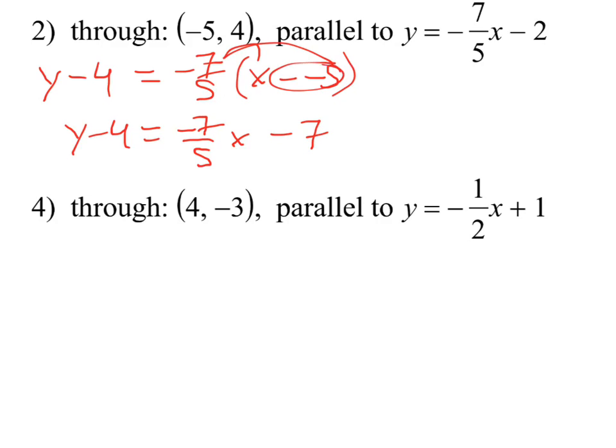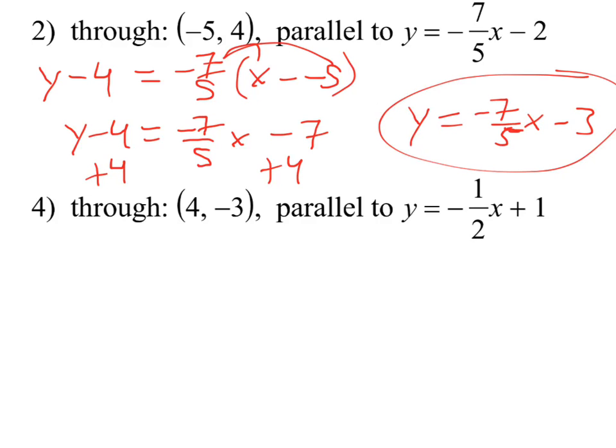So this becomes positive. Subtracting negative, same thing as adding positive. Negative 7/5 times 5. If you take 7, you divide by 5, and then you times by 5, it just becomes 7 again. And so that's why this one's 7. And now we're going to get y by itself by adding 4 to both sides. We have y equals negative 7/5 x minus 3. There's that one.